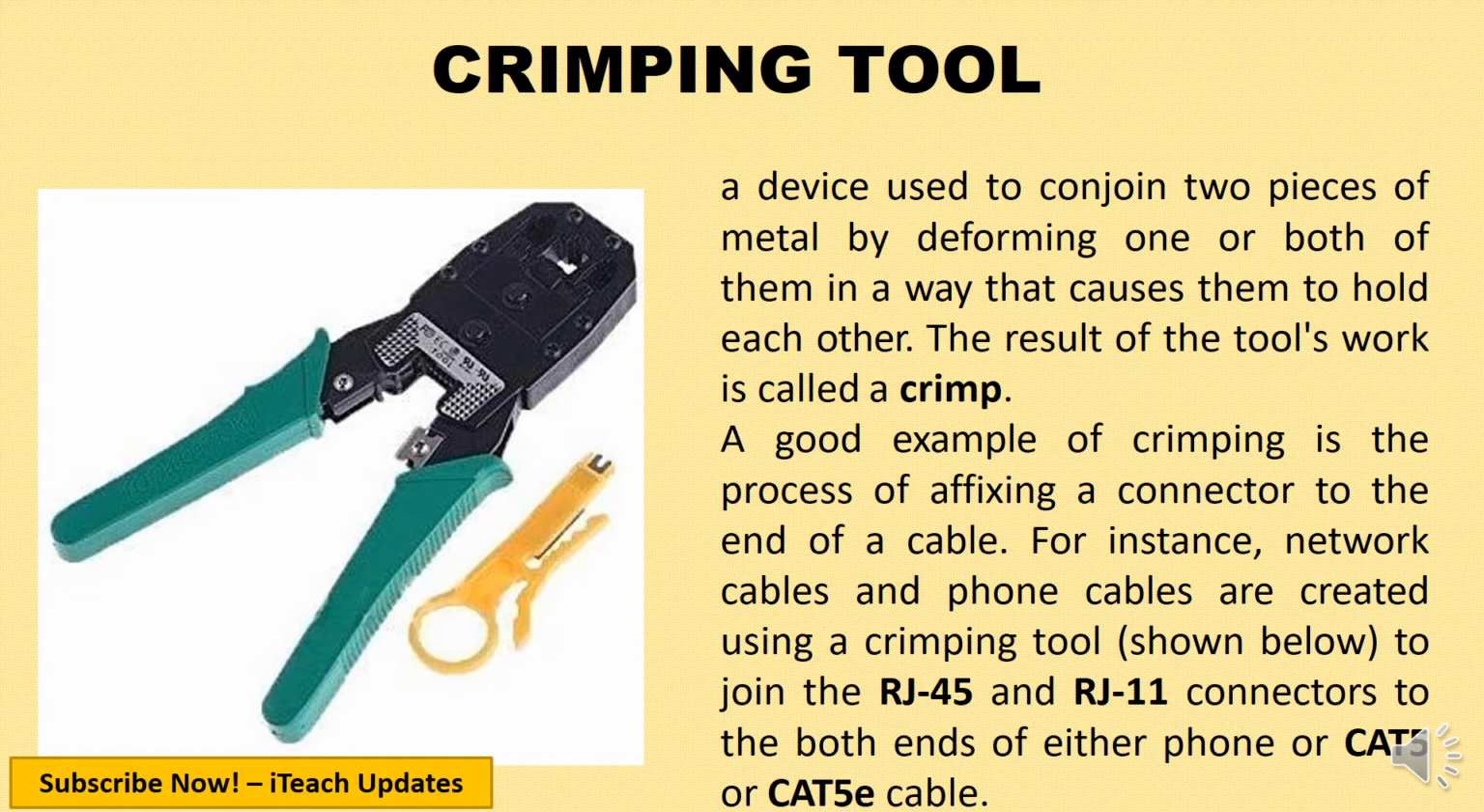Crimping tool. A device used to conjoin 2 pieces of metal by deforming one or both of them in a way that causes them to hold each other. The result of the tool's work is called a crimp. A good example of crimping is the process of affixing a connector to the end of a cable. For instance, network cables and phone cables are created using a crimping tool, shown to join the RJ45 and RJ11 connectors to both ends of either phone or Cat5 or Cat5e cable.